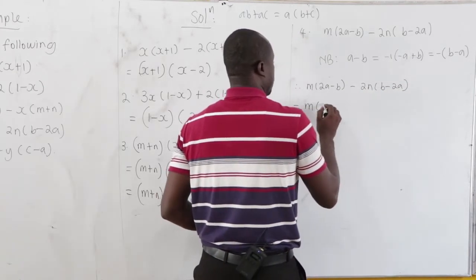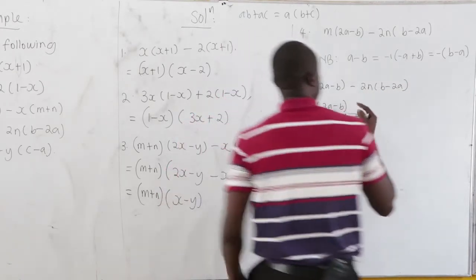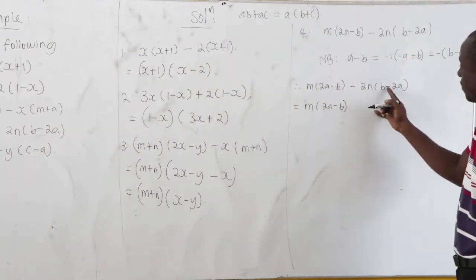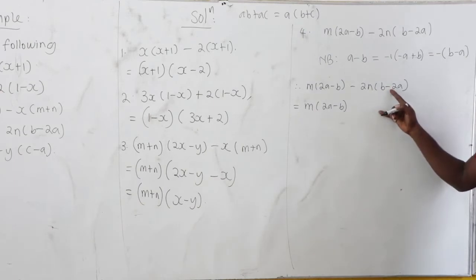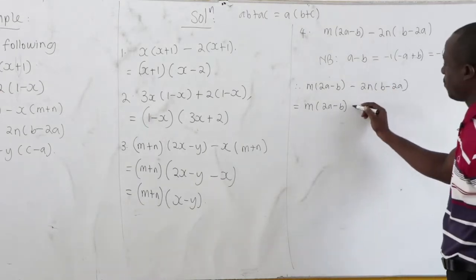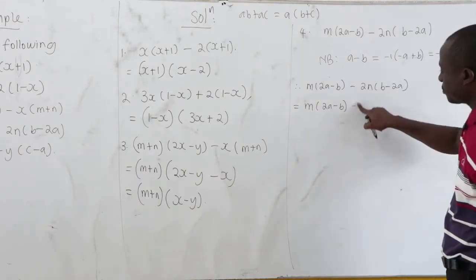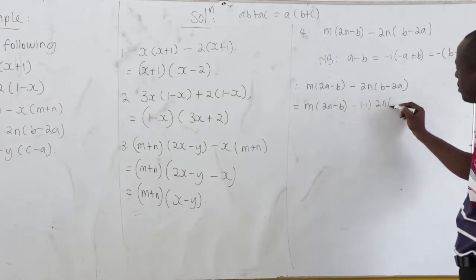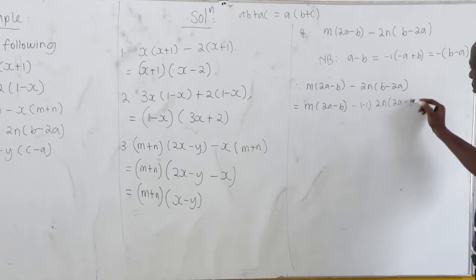Now we have m, we have 2a minus b. Now this and this, we can see that clearly we have 2a minus b, so we can factorize negative out, and I will factorize the negative 1 out, and I'll get 2n, that is 2a minus b.